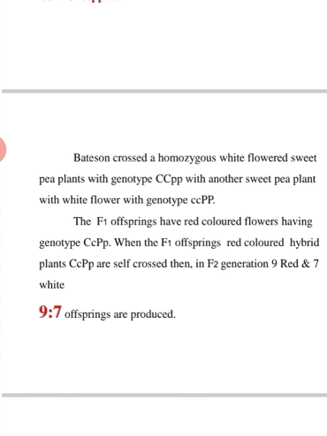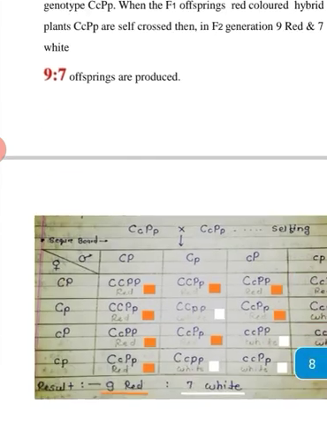If such white flowered plants are crossed, the F1 offspring have red colored flowers with genotype capital C small c, capital P small p. Both the genes are dominant: capital C is there, capital P is there. And when the F1 red colored hybrid plants, CcPp, are self crossed, then in the F2 generation 9 red and 7 white, that means 9:7 offspring, are produced.